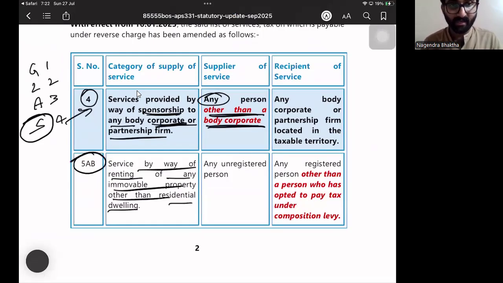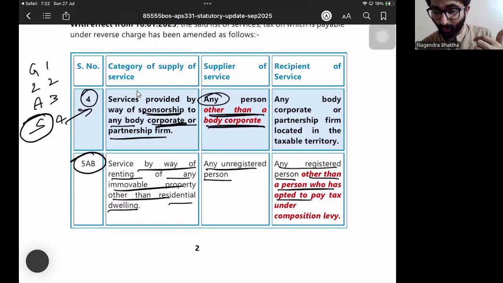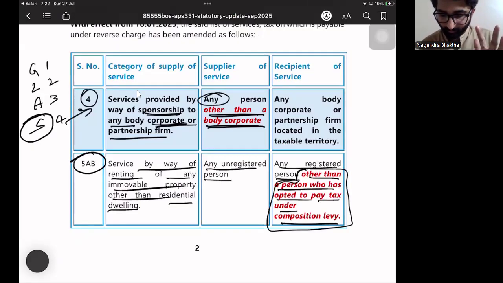Second one, services by way of renting of immovable property other than residential dwelling. You remember entry number 5AB. Any unregistered person giving immovable property other than residential dwelling. To whom, who is the service recipient? Any registered person other than a person who has opted to pay tax under composition. To the registered person, this is the amendment. People remember, this is amendment.